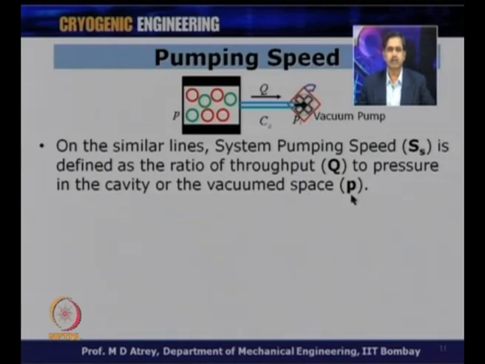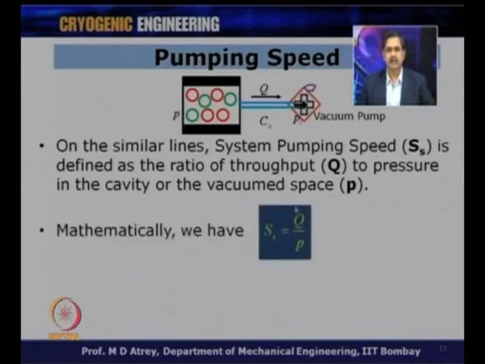Now, I am talking about the vacuum space, that is, I am talking about the pressure of the system. So, this pressure, as I said, is going to be more than the pressure you see at the vacuum pump. So, ultimately what is important for me is my system pumping speed, because I am interested in vacuuming this particular cavity. To get this vacuum over here, I am using this pump. But if I use different connections as given over here, my system pumping speed is going to be much different than what my vacuum pumping speed will be. All right, and let us see how they are related. So, mathematically we see that SS, which is my system pumping speed, is equal to Q upon P.